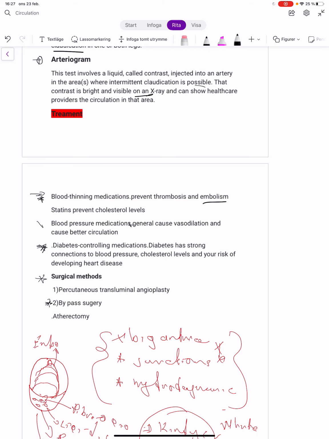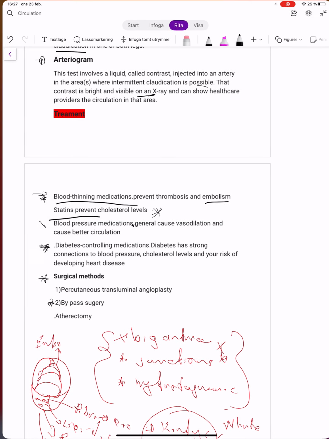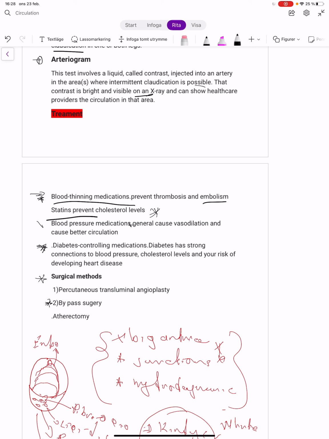One, we have to give blood thinner medication that prevents thrombosis and embolism. We can give statins to prevent or lower the cholesterol levels. In our future videos, we shall describe the action of statins. We can give blood pressure medication, which generally causes vasodilation and, in turn, better saturation. We give diabetes controlling medication. This prevents further heart problems because diabetes has a strong connection with blood pressure and cholesterol levels. So it's quite important to control the symptoms in this way.